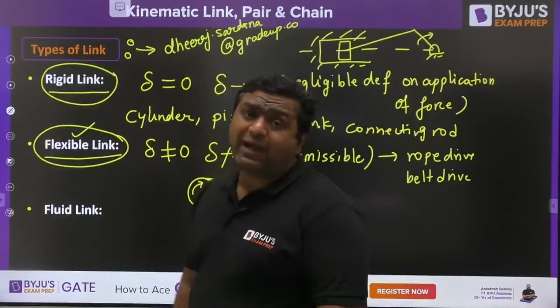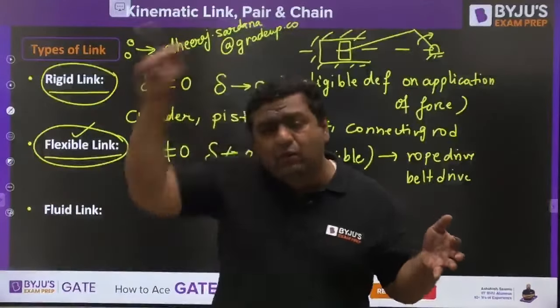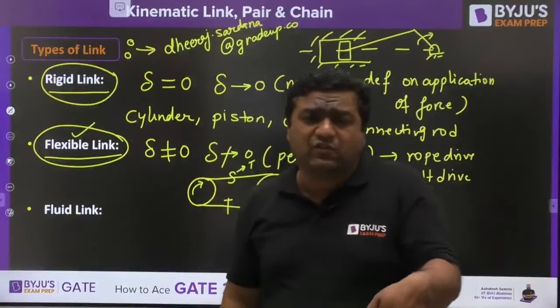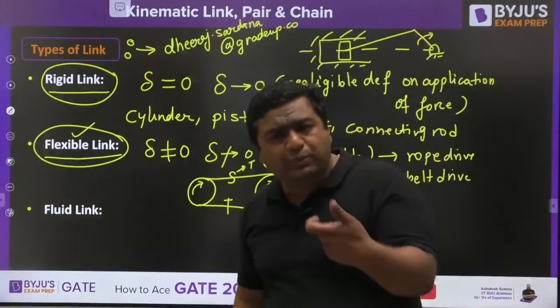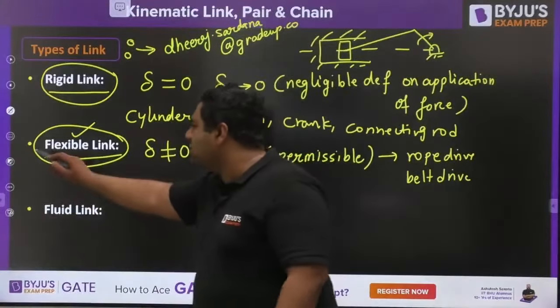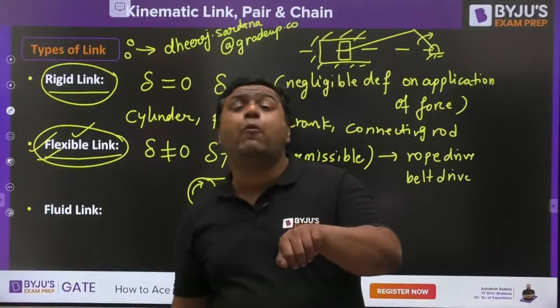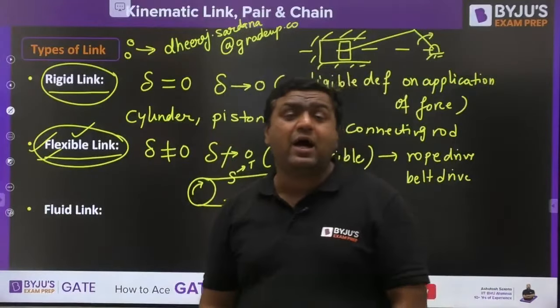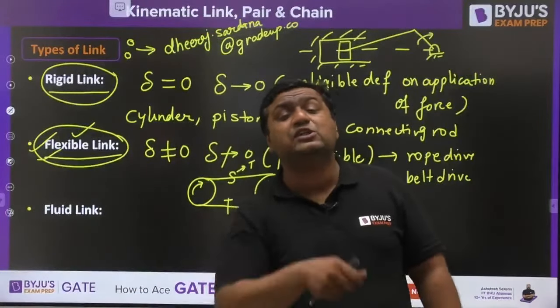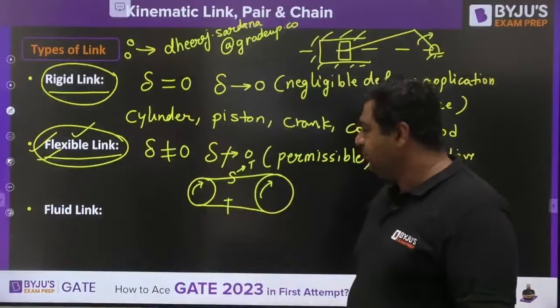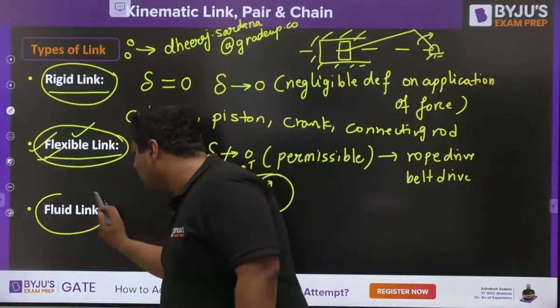So first of all, my dear, the belt would be coming tight, and then only the motion would be starting. So before the motion gets transferred, some deformation is going to be there, and because of that deformation, we call it a flexible link. My dear, when you open the bonnet of the car, you will see the belt drives present, which are joining the engine with the cooling system. They are flexible links.